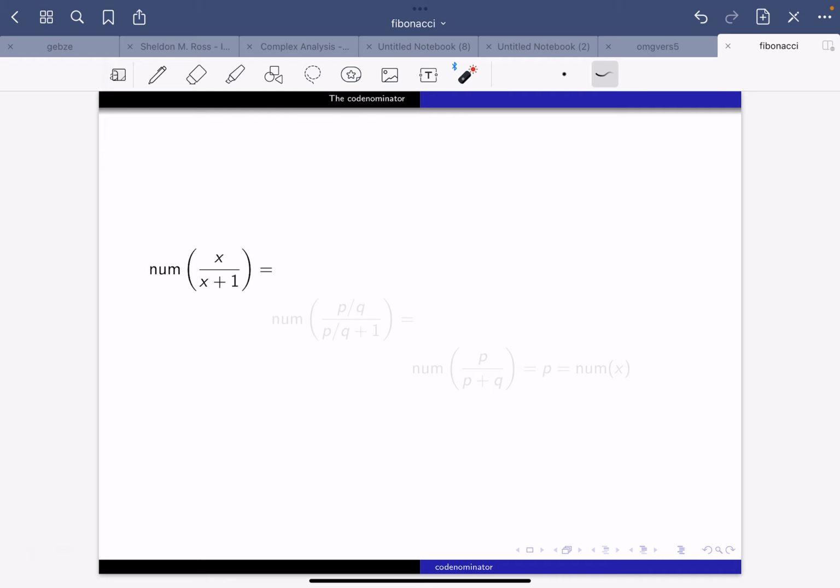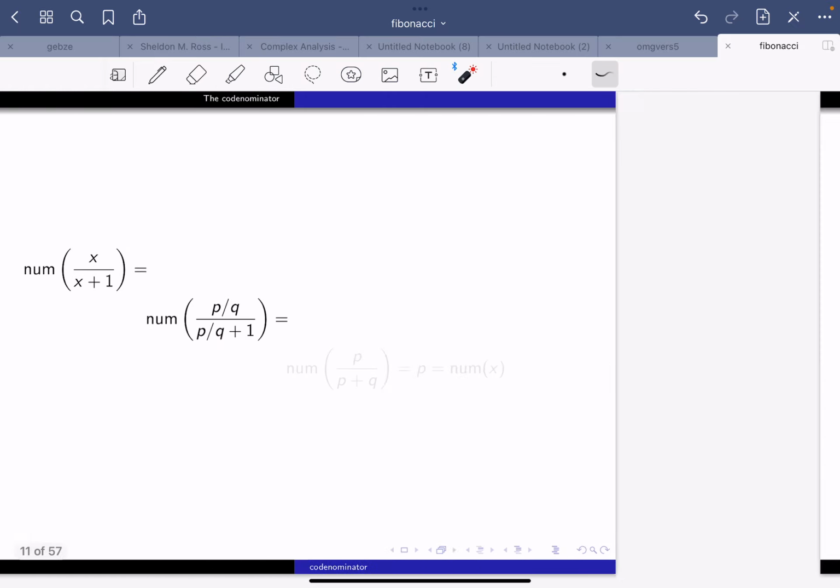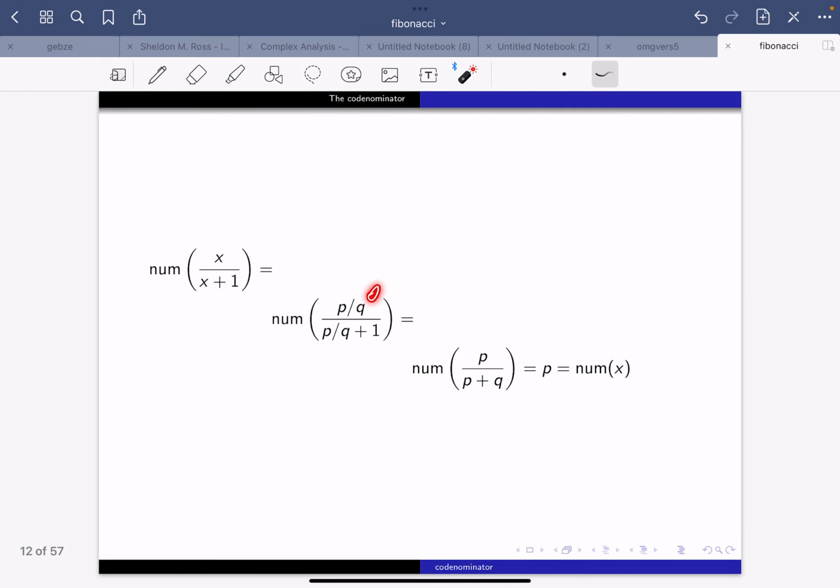Numerator of x over x plus 1 equals numerator of p over q plus 1. If you multiply both sides by q, then we get p over p plus q. And the numerator of this is just p, because these two numbers are coprime if p and q are so.